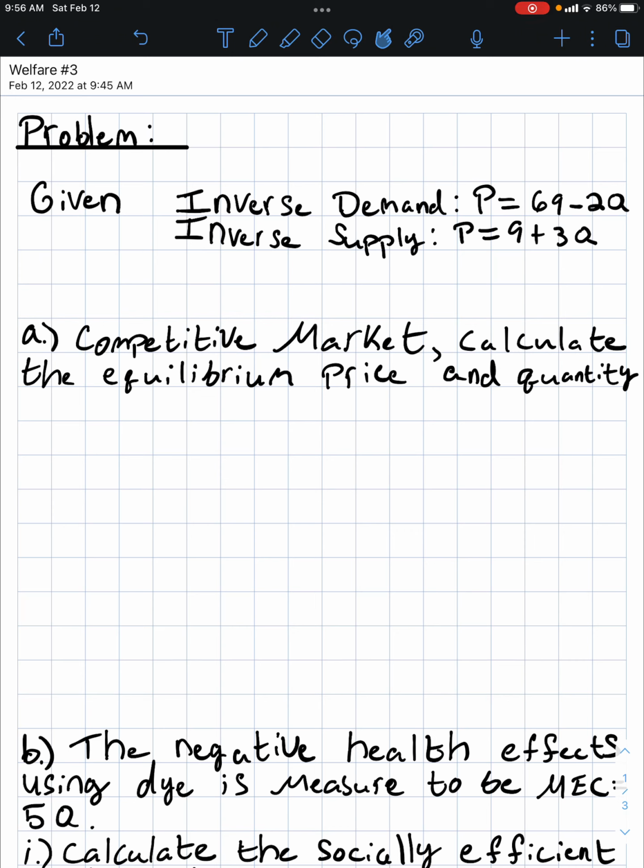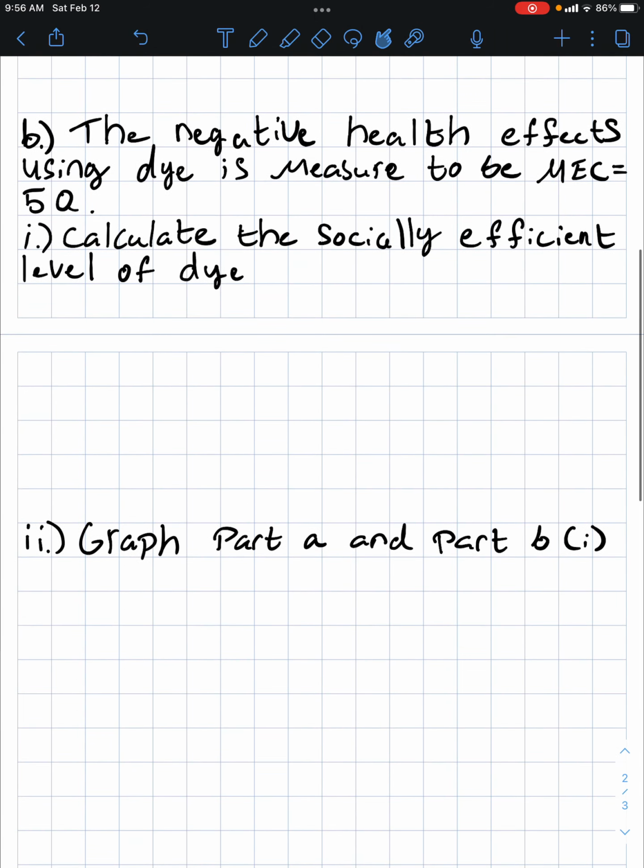The problem is given inverse demand P equals 69 minus 2Q, and inverse supply P equals 9 plus 3Q. Part A, competitive market. Calculate the equilibrium price and quantity.